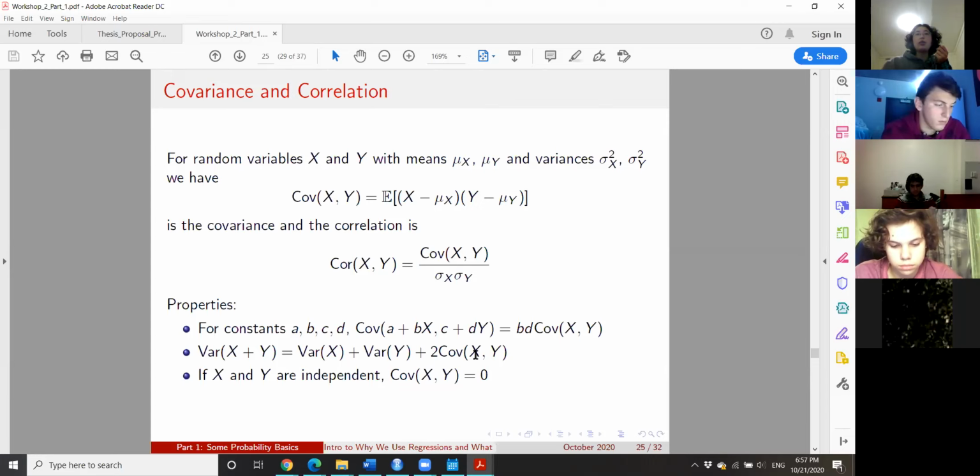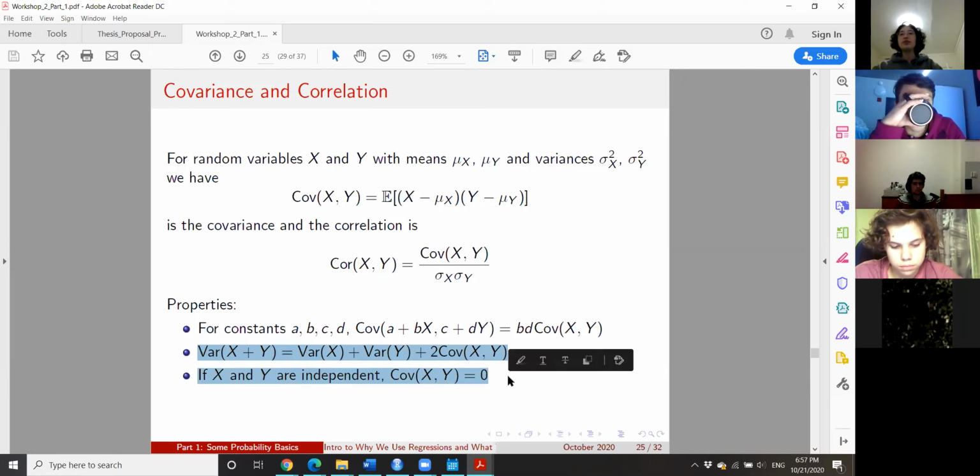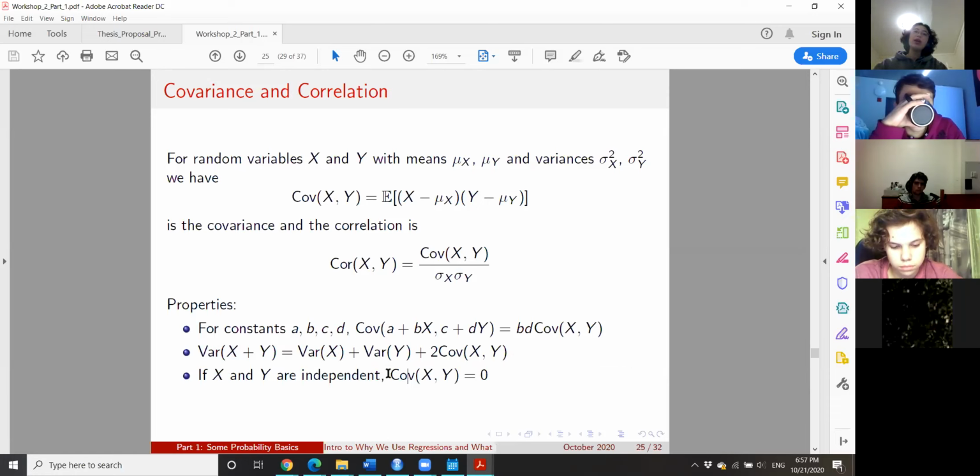And here are some important properties. This right here is why the variance of X plus Y equals the variance of X plus the variance of Y if they're independent, and that's because the covariance is 0 if they're independent. The sum, and then this goes to 0 and you get this sum.